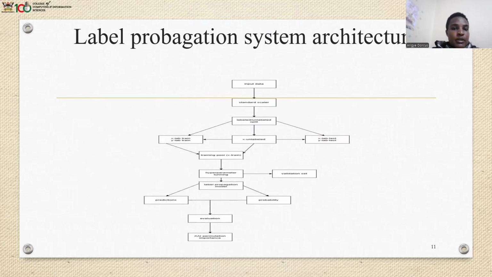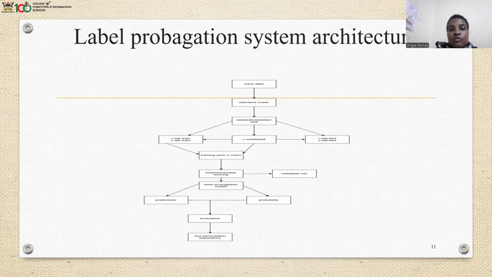Let's unpack the label propagation architecture a bit more. The workflow is straightforward but powerful. Step one, data preparation. We start with our full data set, which is split into two groups: the confirmed patients with known outcomes and the undetermined records, the crucial 26% of the unlabeled data we want to classify.